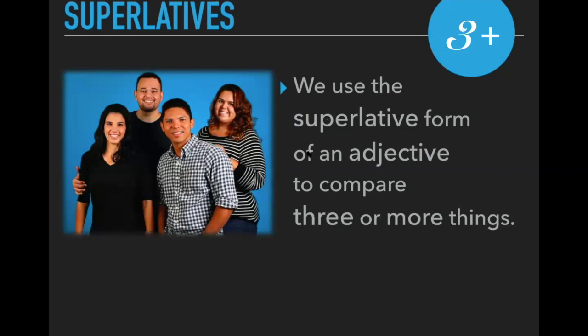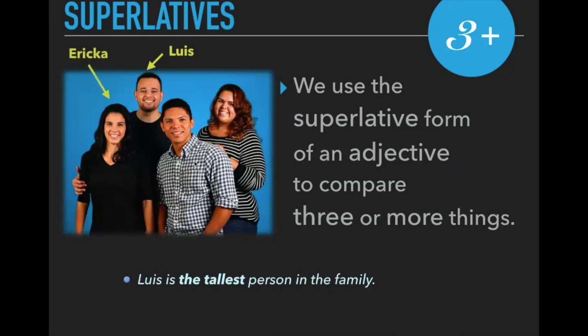When we talk about superlatives, we talk about three or more things, okay? We use the superlative form of an adjective to compare three or more things. We're talking about the number one, okay? So as you can see in this picture, we have a whole family. And we can talk about Luis. This is Luis, and he is the tallest person in the family. We can also talk about Erica. She is the most intelligent person in the family. Okay, so we're talking about number one in our group.